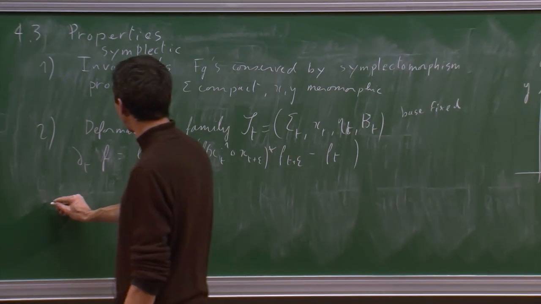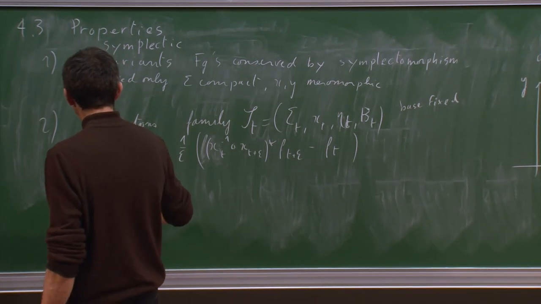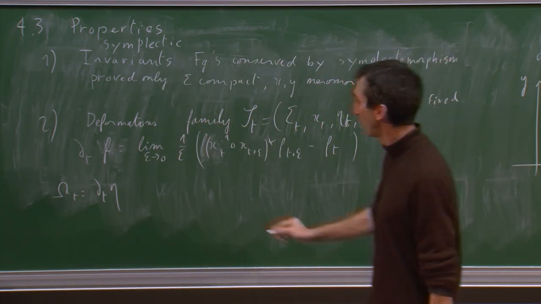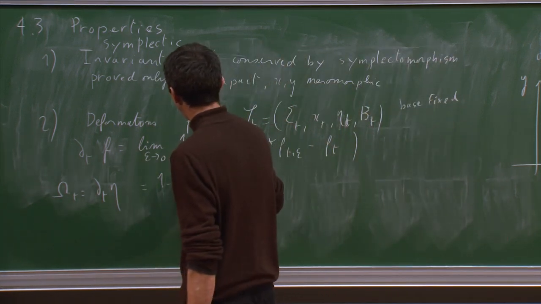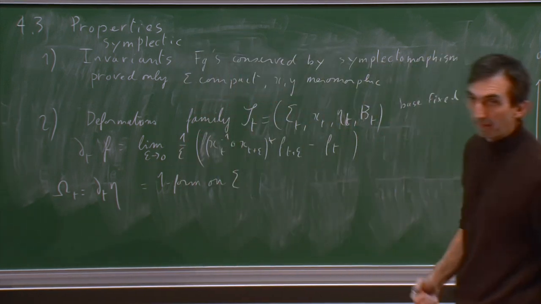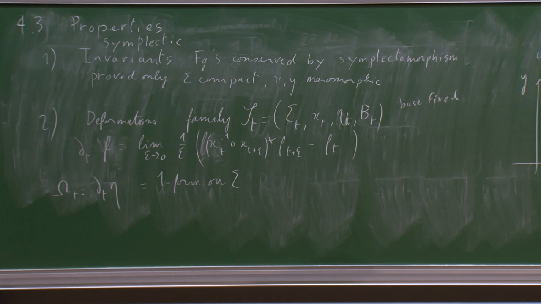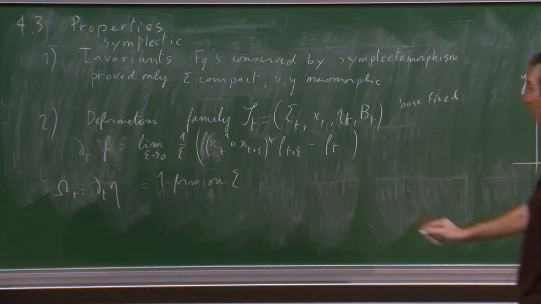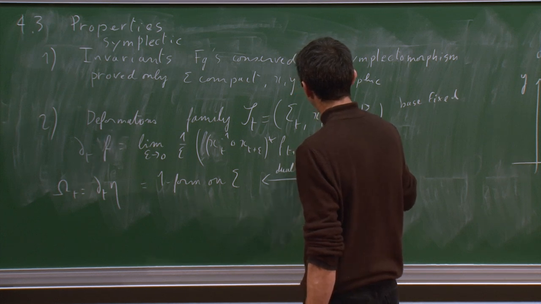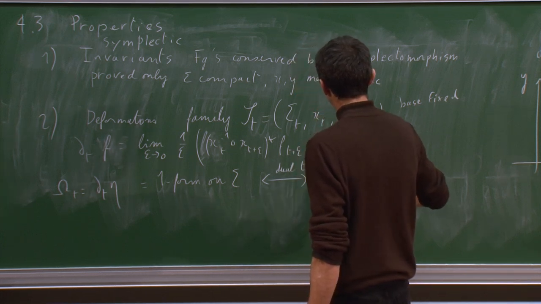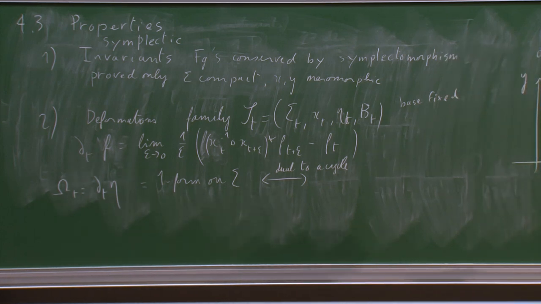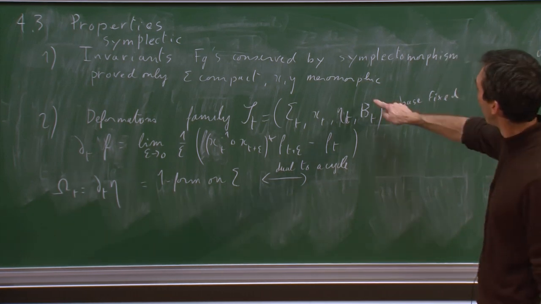So now compute the form omega t, which is dt of eta. You can compute it, and it's a one form on sigma. It's typically a meromorphic one form on sigma, and it is dual to a cycle. But I'm not using the Poincaré duality. I'm going to use another duality, which is based on the B.